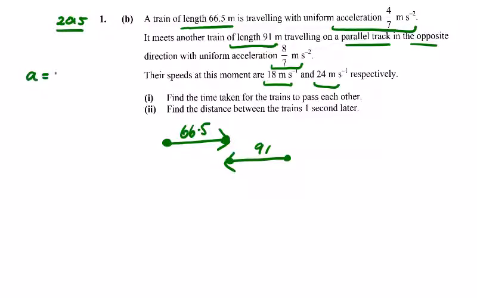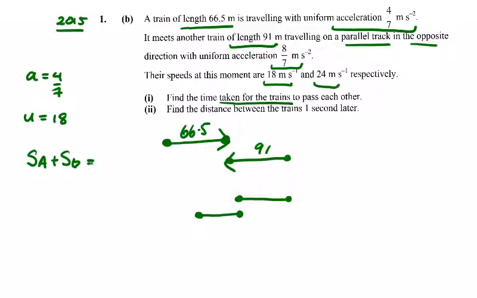So let's look at the first train. A is 4/7, U is 18, and what's going to happen here, the time taken for the trains to pass each other, is going to look like this. The top train will be here, the bottom train will be here, so they'll have traveled their combined distance. So we can say that S of A plus S of B will be equal to 91 plus 66.5, which is 157.5.